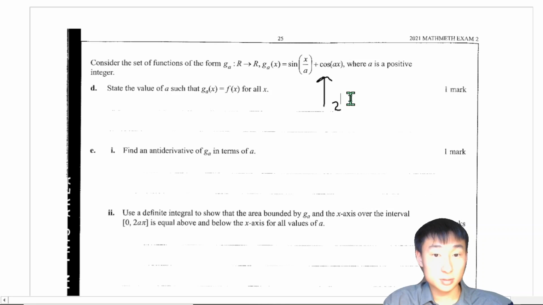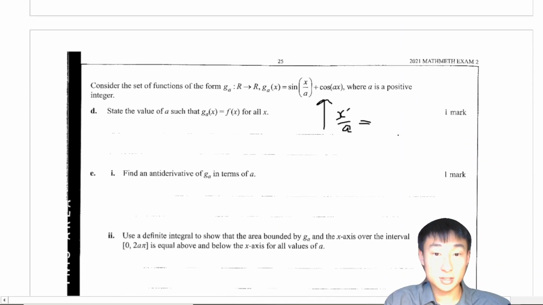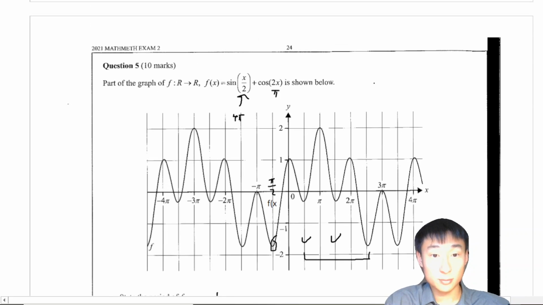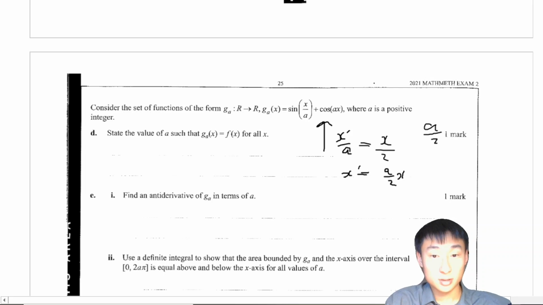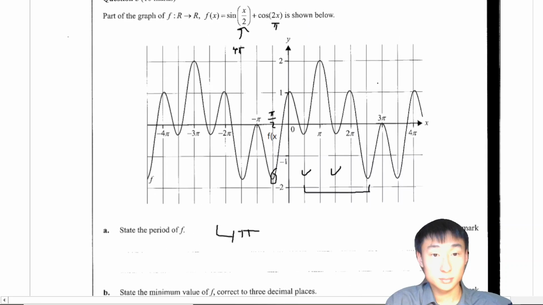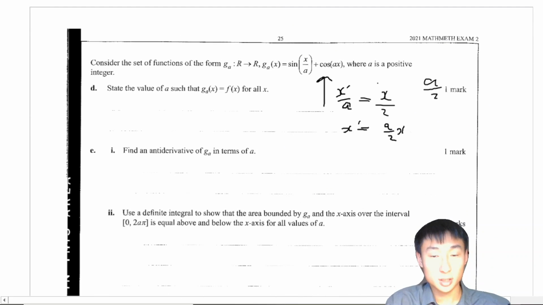I like doing this properly. X dash over A is equal to x over 2. So x dash is equal to 2a x. Sorry, no. A over 2 x. So it's a dilation factor of a over 2 from the y-axis. Just checking it's the same with the other one. 2x over a, I think.